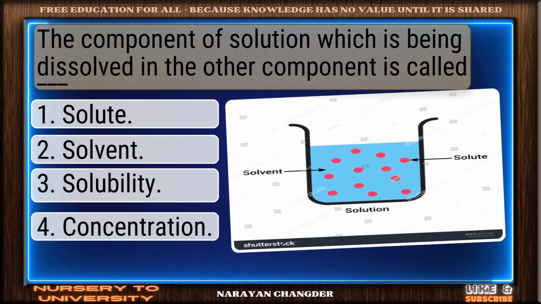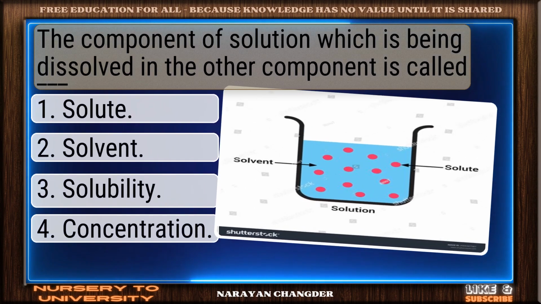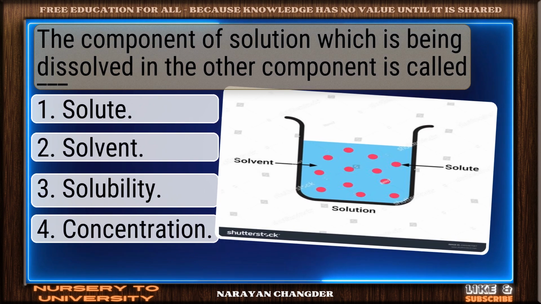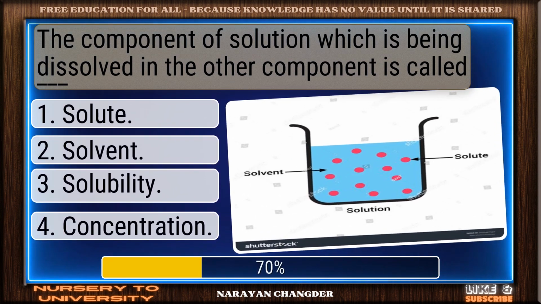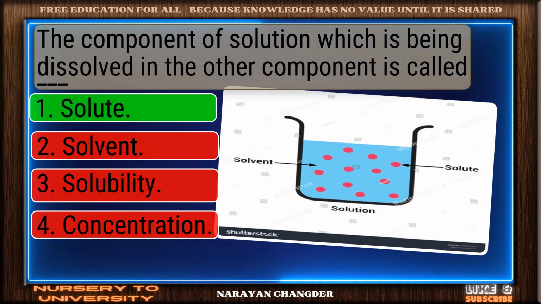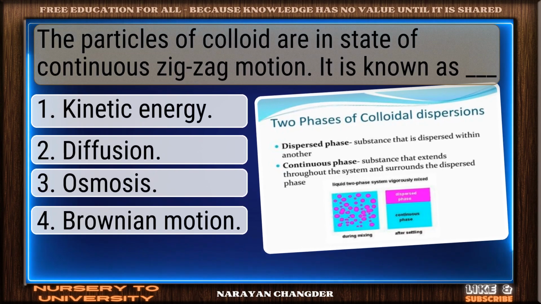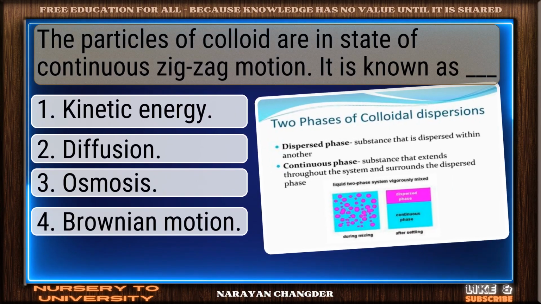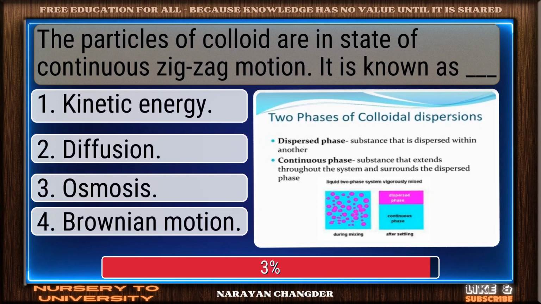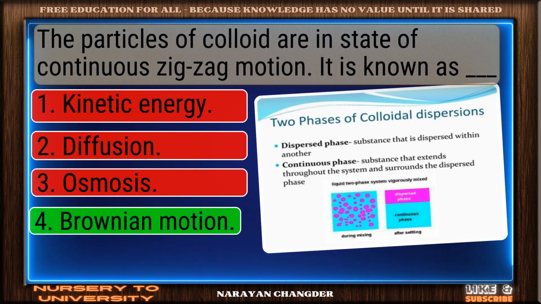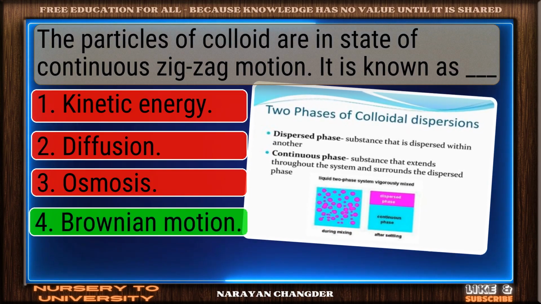Question number 60. The component of solution which is being dissolved in the other component is called dash. On track. Solute is the correct answer. Question number 61. The particles of colloid are in state of continuous zigzag motion. It is known as dash. You chose Brownian motion, and it is correct.